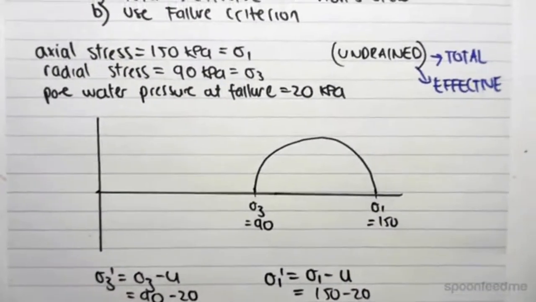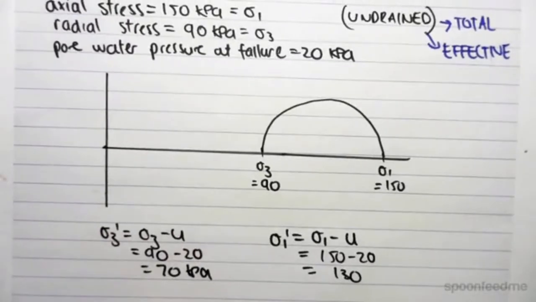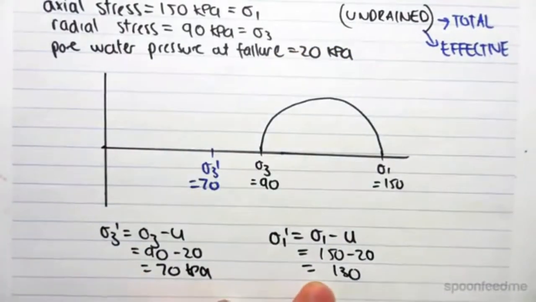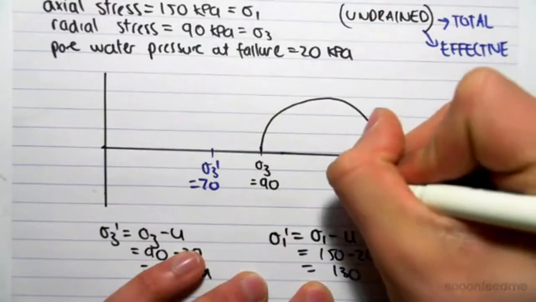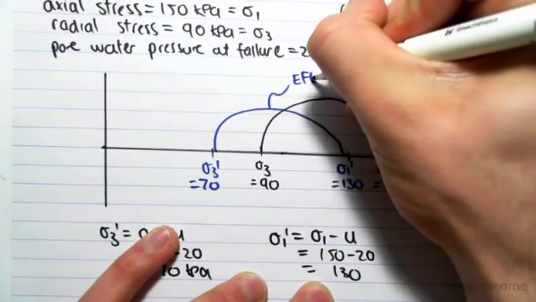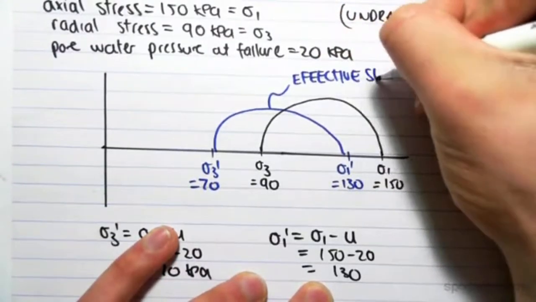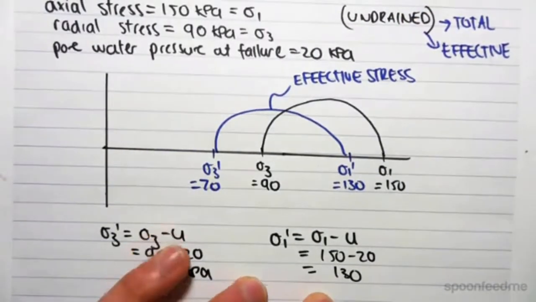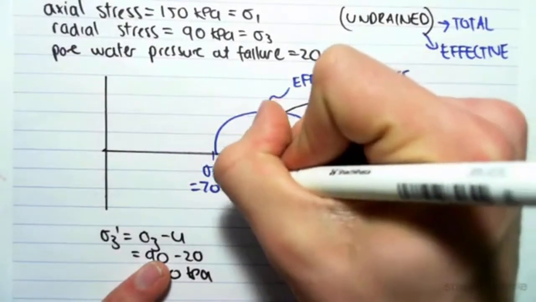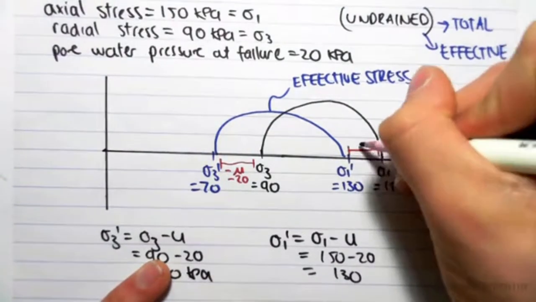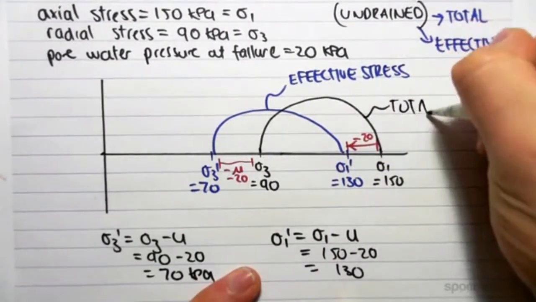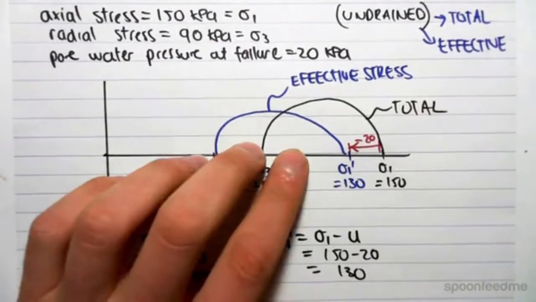Now we can draw our effective stress Mohr's circle. Sigma 3 dash is 70, so that's going to be around there, and sigma 1 dash is 130, so it'll be around there. We can connect our circle, and now we have in blue our effective stress Mohr's circle. All we did graphically was subtract the pore water pressure of 20, so we went from sigma 1 to sigma 1 dash by minusing 20. That was going from our total stress Mohr's circle to our effective stress Mohr's circle. This is just a visual representation of what's going on.